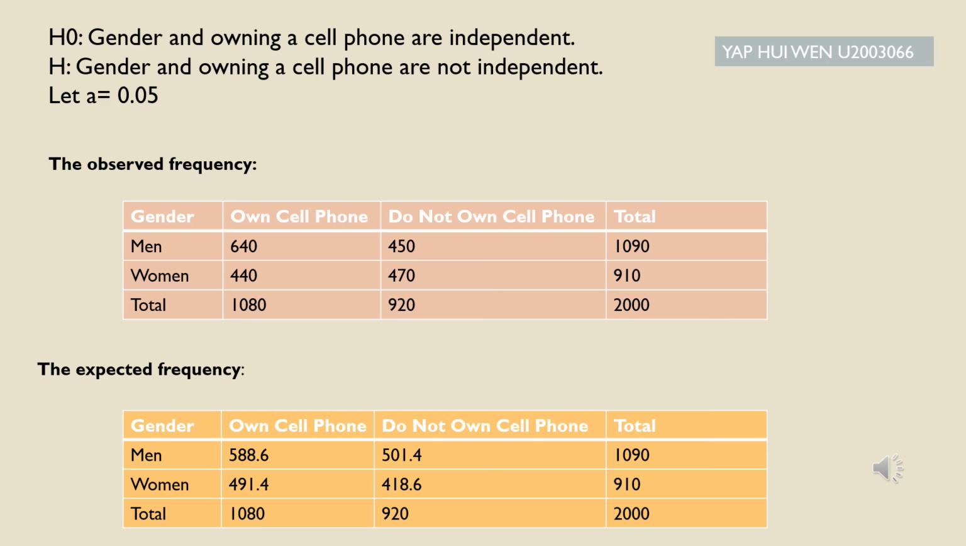So how do we get the expected frequency of men who own a cell phone? We need to use the total of men who own a cell phone and do not own a cell phone, which is 1090, times the total of men and women who own a cell phone, which is 1080, divided by 2000. So we will get 588.6 and so on.